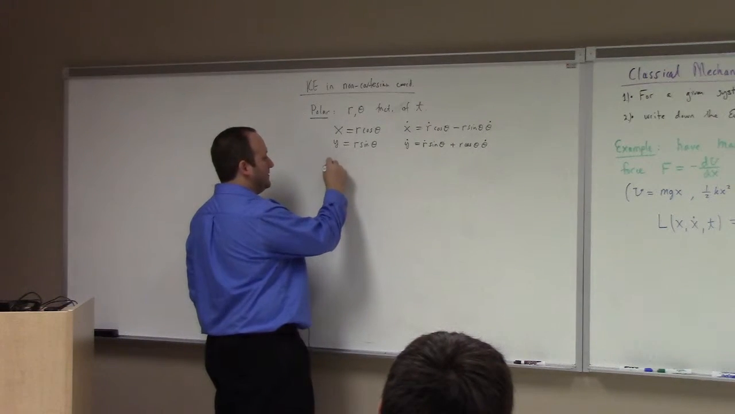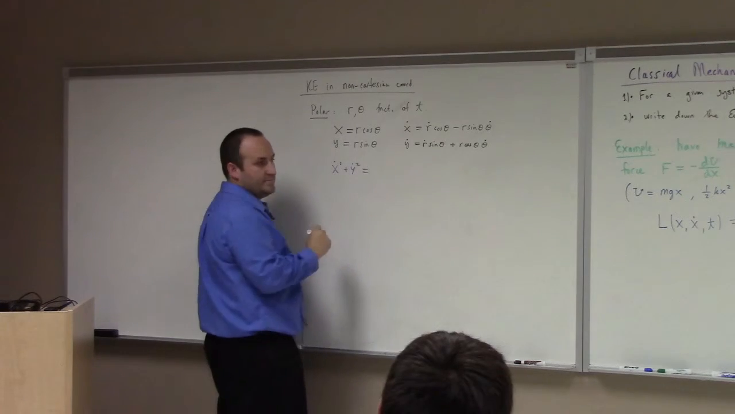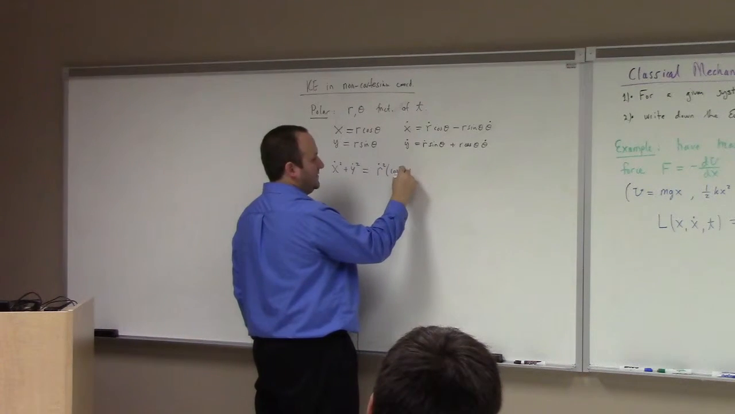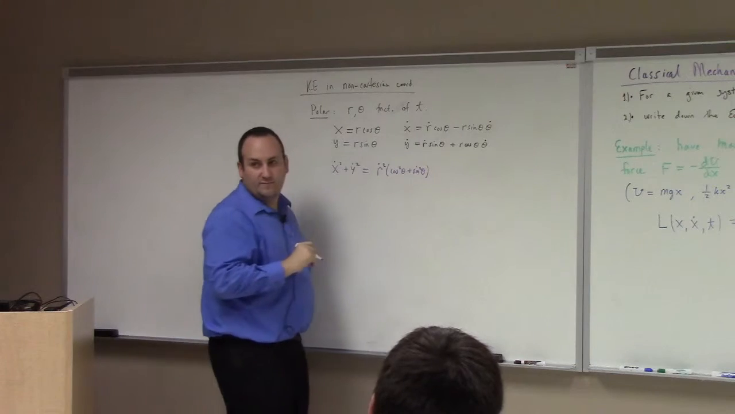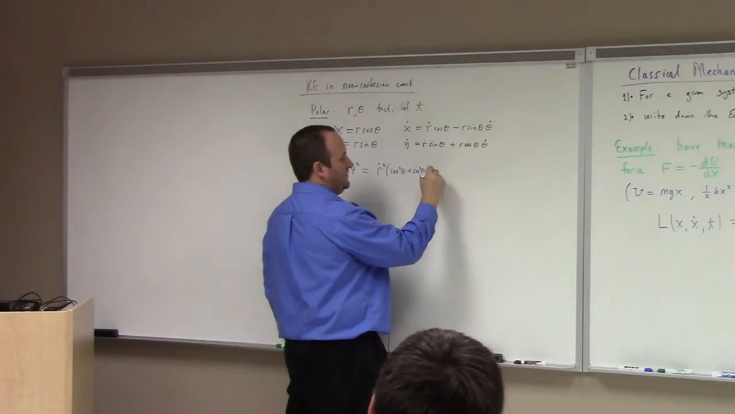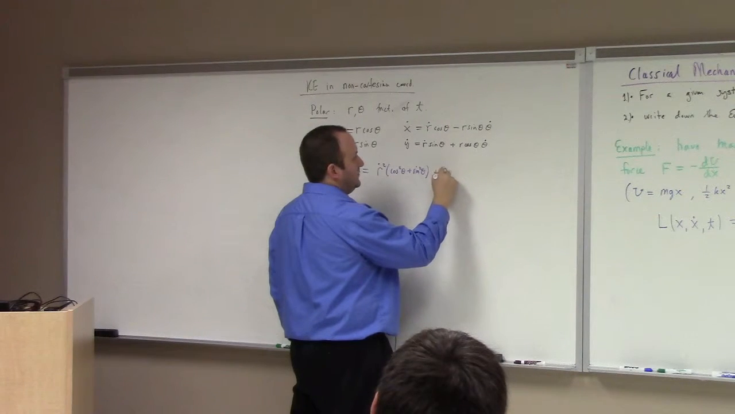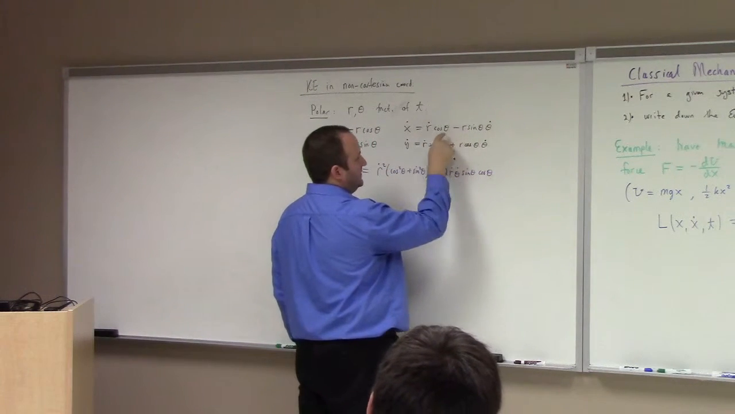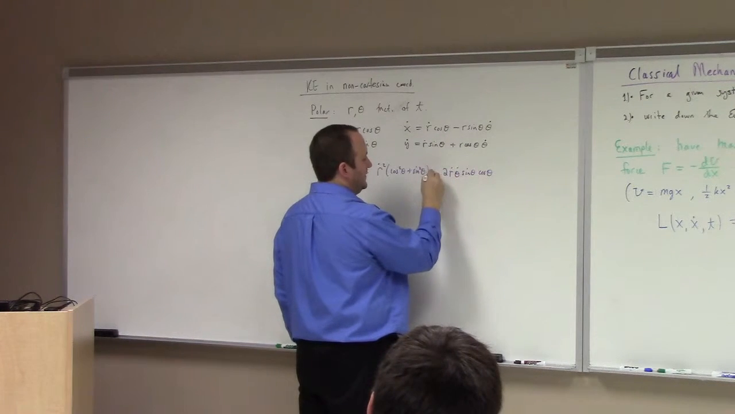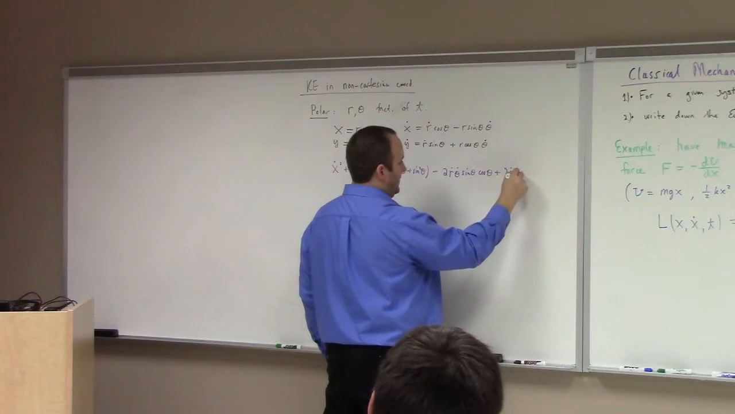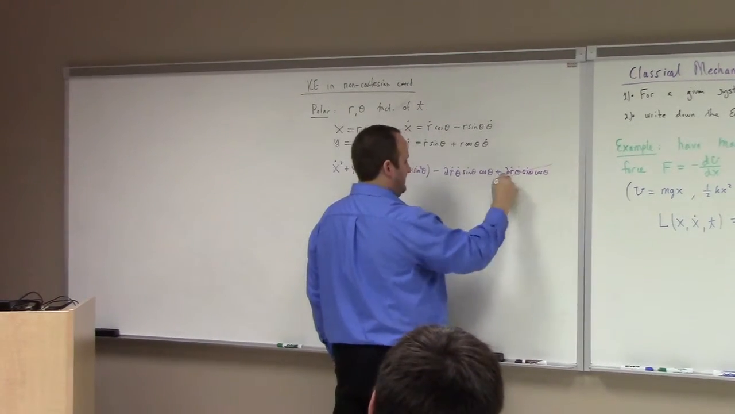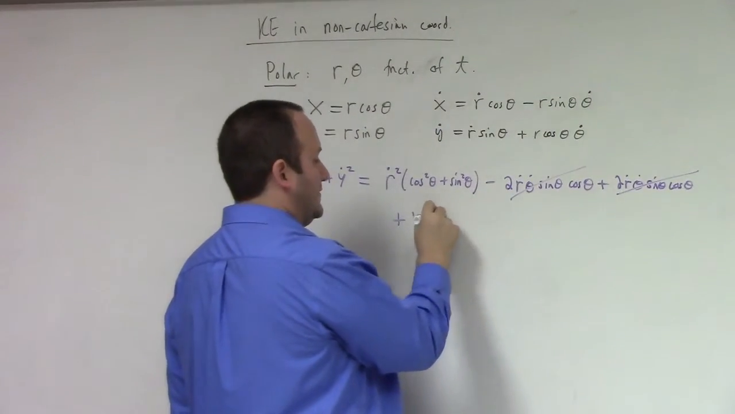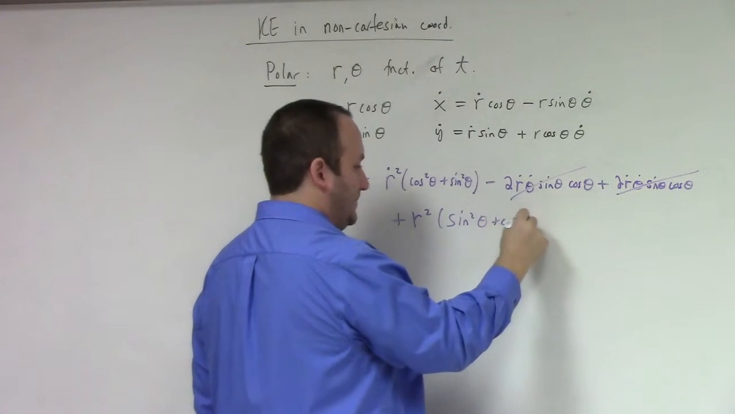So what's x dot squared plus y dot squared? Think about it. You've got an r dot squared. You've got a cosine squared theta plus sine squared theta from these guys. Then you've got plus 2 r dot theta dot sine theta cosine theta. So you get this times this times this, minus to start with, and then you get it with a plus. I don't really need to write this down because the cross terms cancel. And you're also getting plus r squared, sine squared theta plus cosine squared theta, theta dot squared.